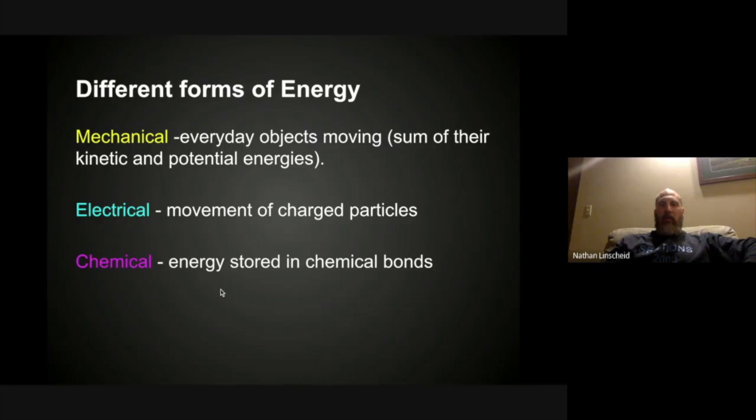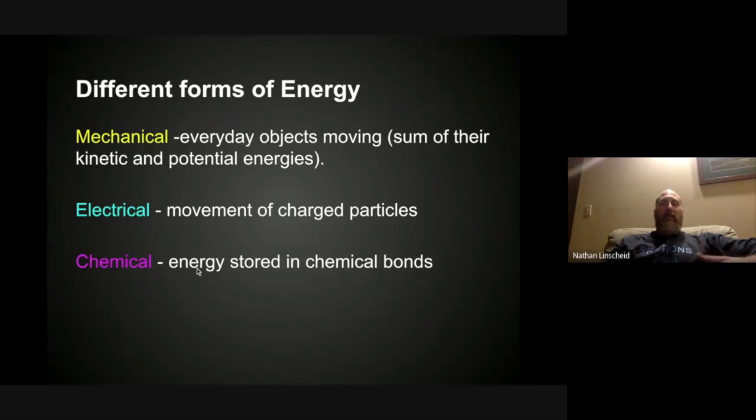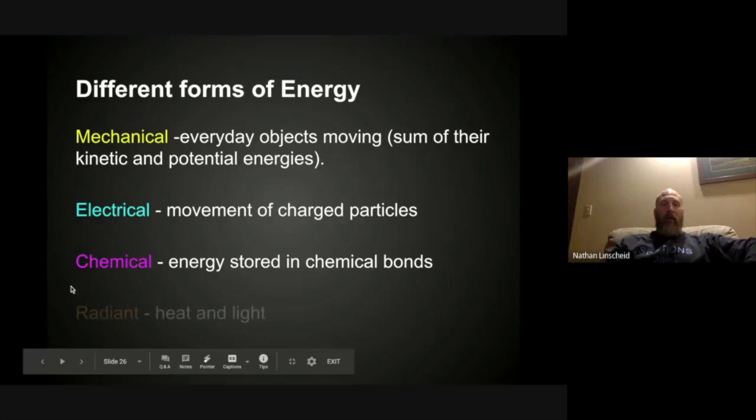We have chemical energy. We talked about chemical bonds being formed, covalent and ionic bonds. When those bonds form, energy is stored in those bonds. And we see the chemical energy in the example of, say, gasoline or food. When we burn food, when we burn gasoline, that energy is released and it allows us to function, or it allows our car to go.